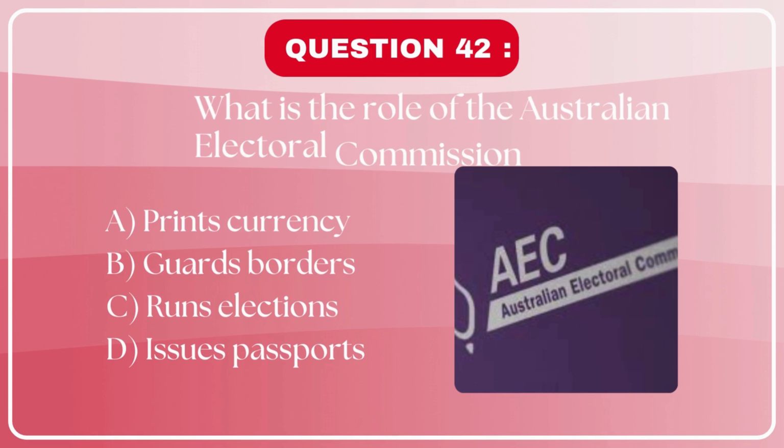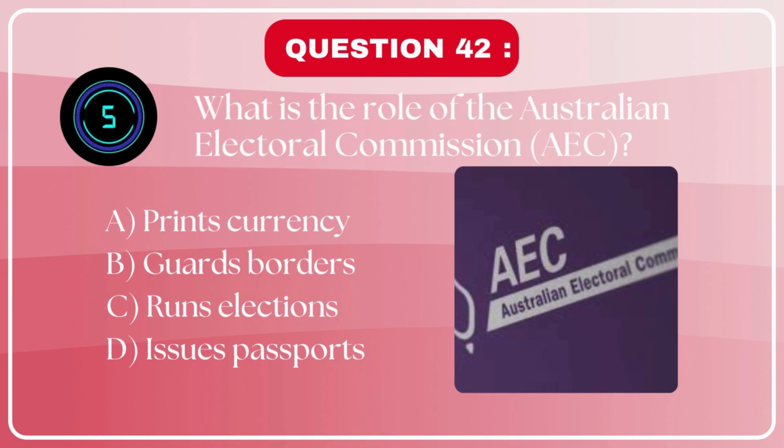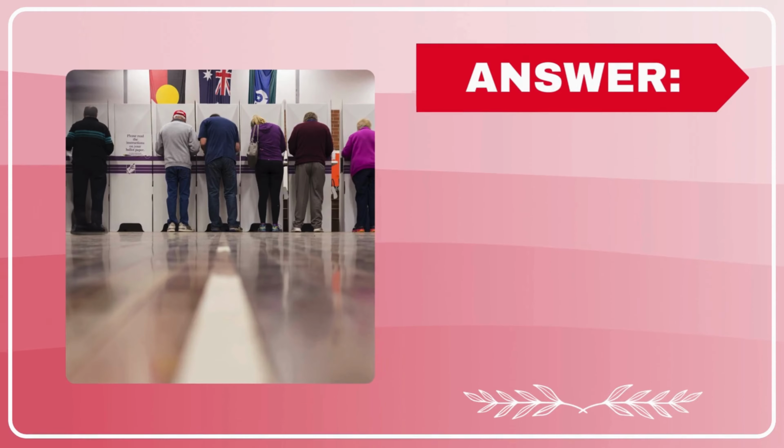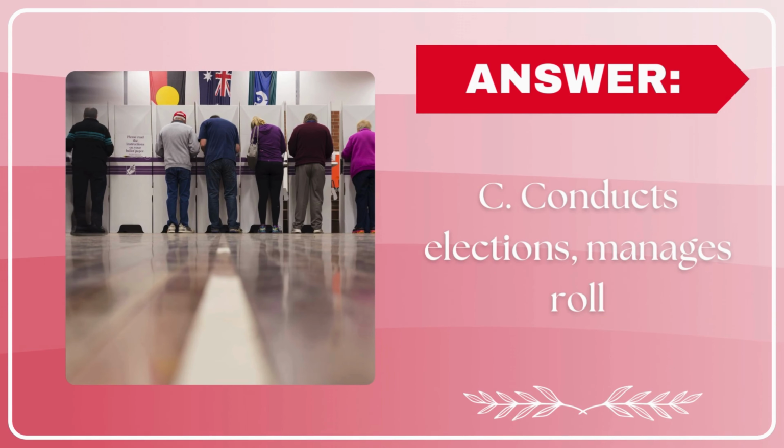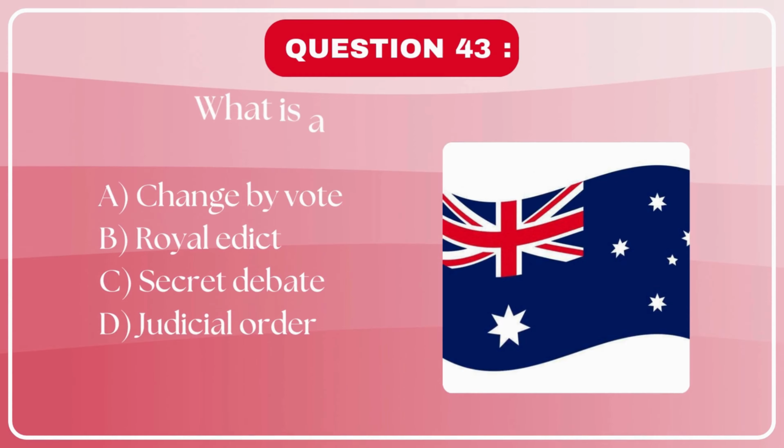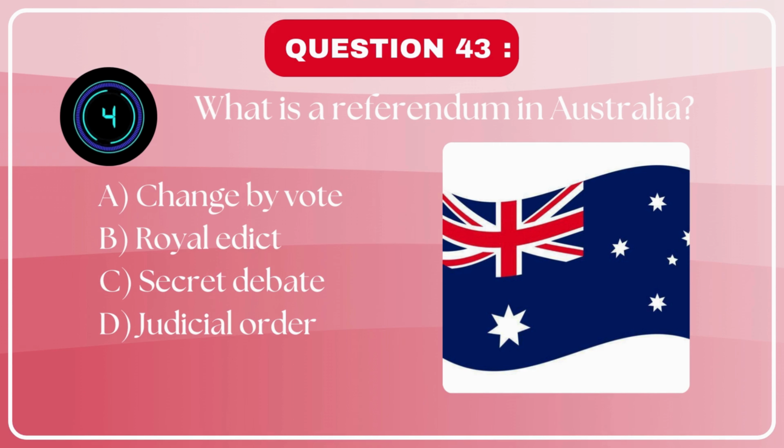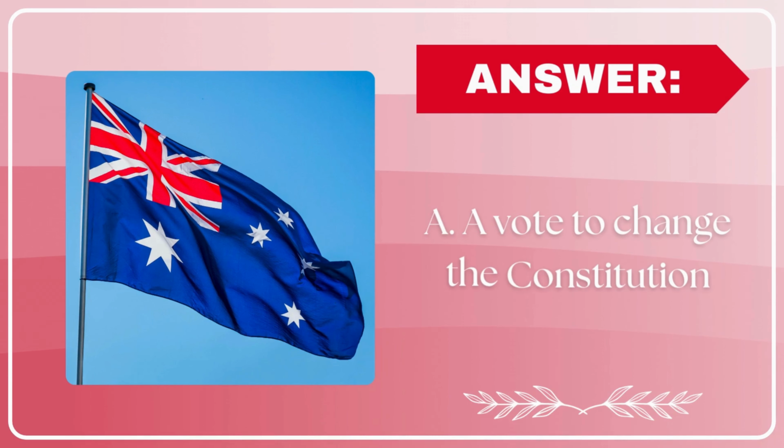What is the role of the Australian Electoral Commission, AEC? Conducts federal elections and referendums, maintains the electoral roll. What is a referendum in Australia? A vote to change the Australian Constitution.